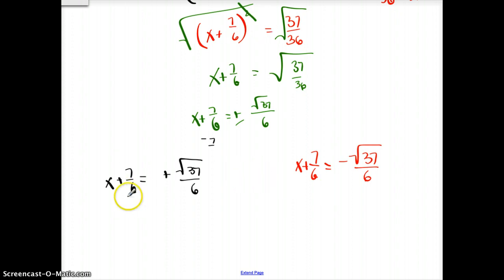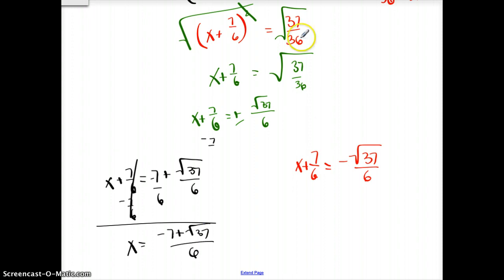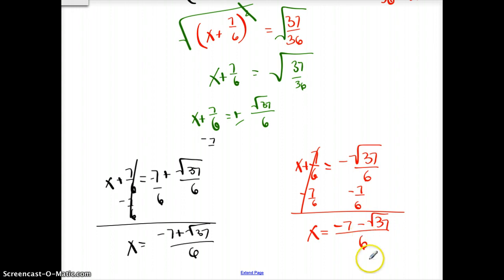I'll solve each one. Minus 7 over 6 goes away. Minus 7 over 6. I can combine these two straight across. They have the same denominator. So x equals negative 7 plus square root 37 over 6, because the denominators are the same. And I'll do the same thing over here. Minus 7 over 6, minus 7 over 6 go away, and we'll have x equals negative 7 minus square root 37 over 6. Those are our two horribly ugly answers.